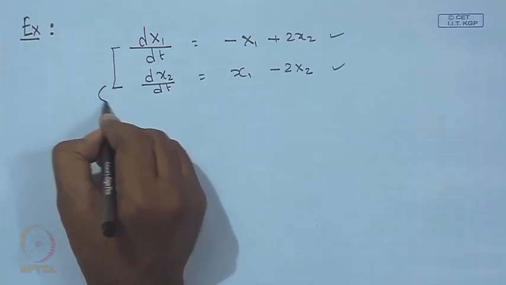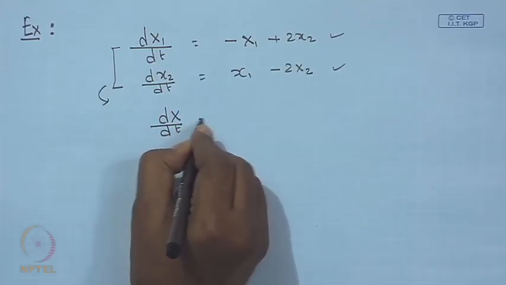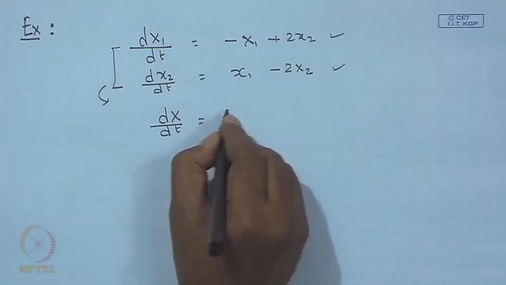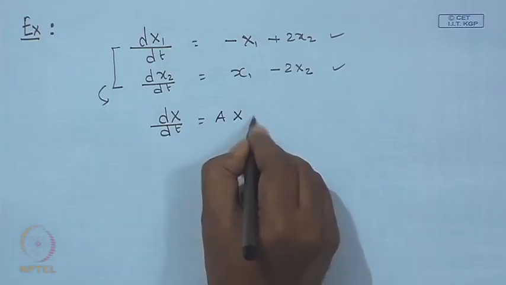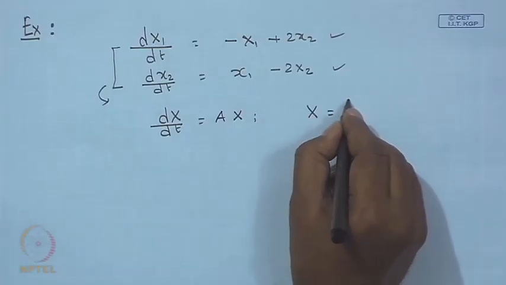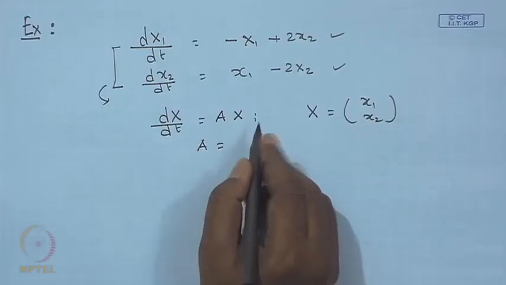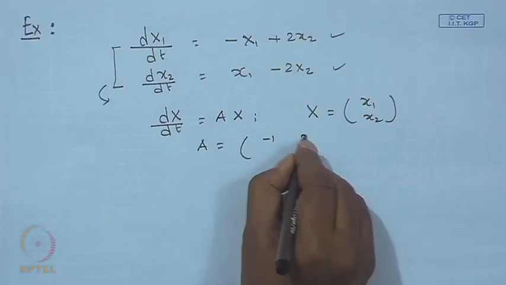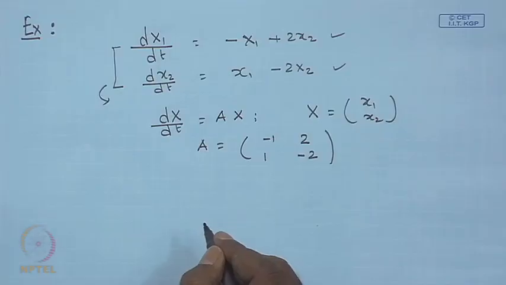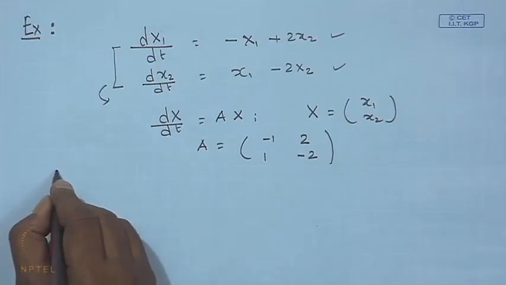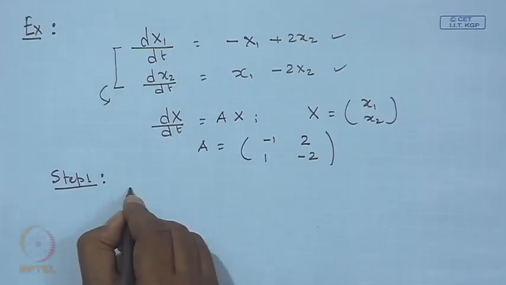So, we write these two equations in compact matrix notation dx/dt is equal to A x, where x is the solution vector (x1, x2) and A is the coefficient matrix, that is [minus 1, 2; 1, minus 2]. Now, let us go step by step. Step 1 is the evaluation of eigenvalues.